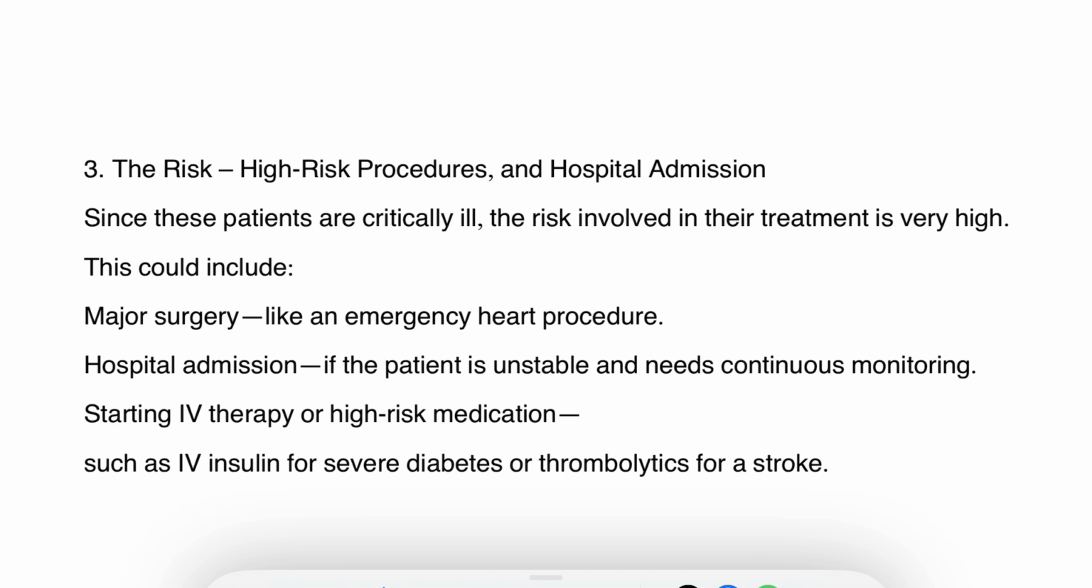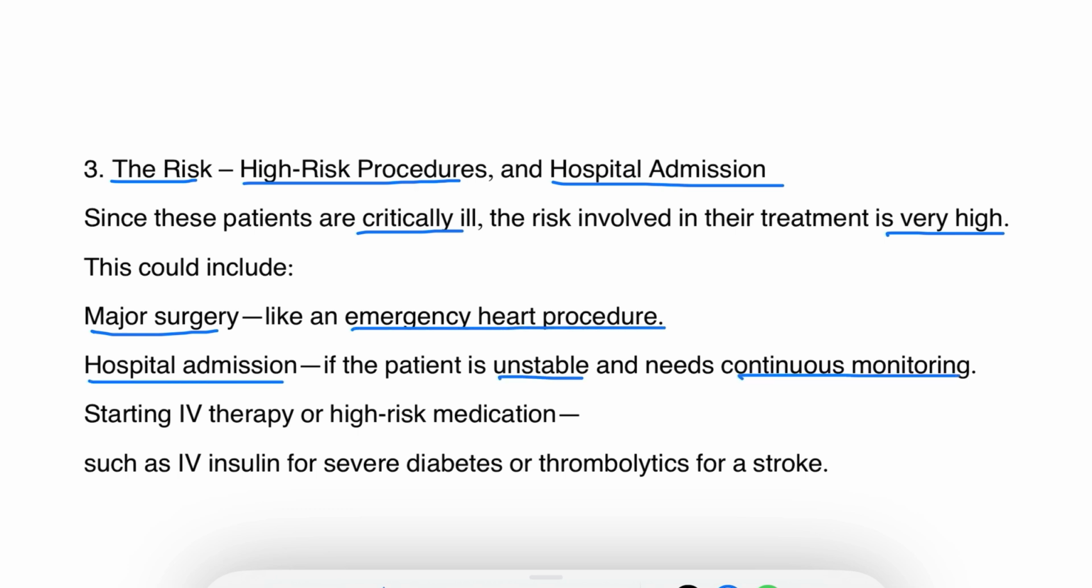Lastly, the risk: high-risk procedures and hospital admission. Since these patients are critically ill, the risk involved in their treatment is very high. This could include major surgery, like an emergency heart procedure, or hospital admission if the patient is unstable and needs continuous monitoring. For a diabetic ketoacidosis patient, continuous monitoring of the blood sugar levels is required. Starting IV therapy or high-risk medication, such as IV insulin for severe diabetes or thrombolytics for a stroke.